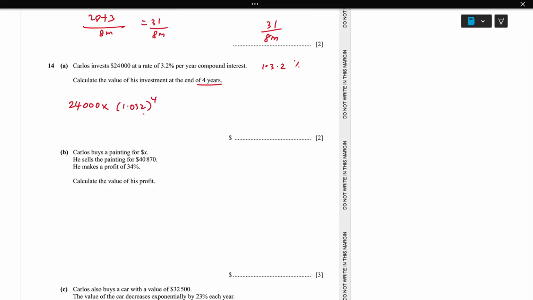How many years? 4 years. So when we calculate, our answer is going to be 27,222.62. So when you round up, our answer is 27,223. That is the answer here.